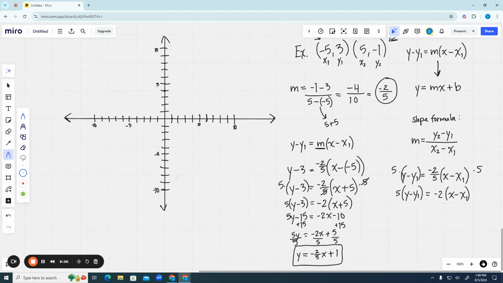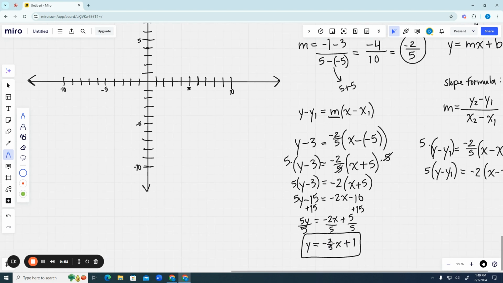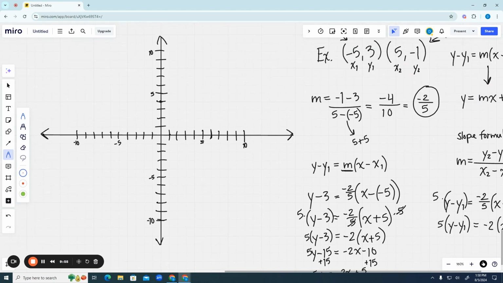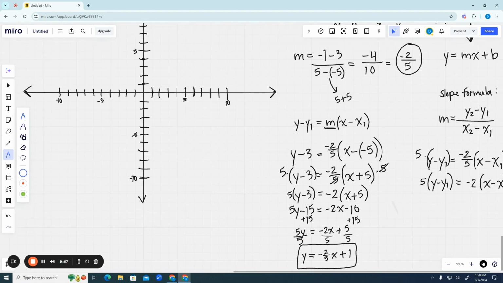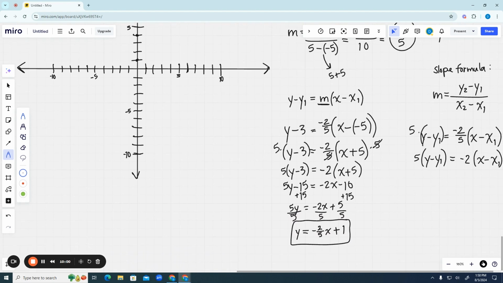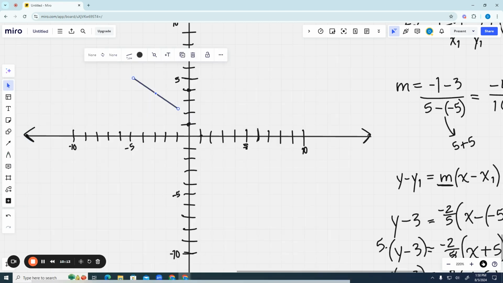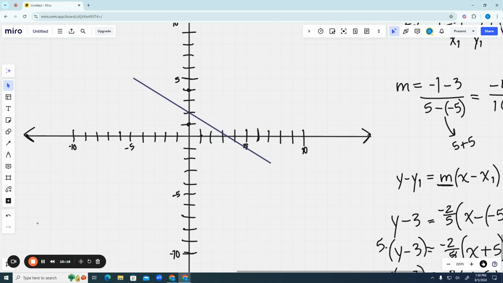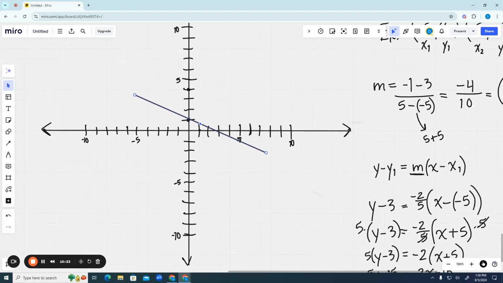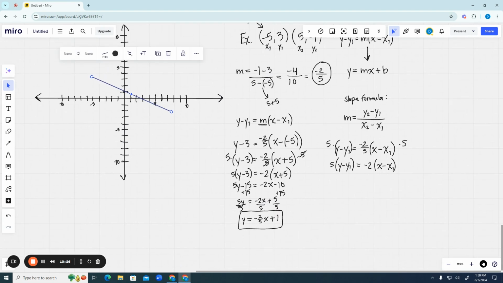And we can see what the graph looks like. So if the y-intercept is 1, we'll start here, and the slope is negative. So we'll go down 2 and over 5. So 1, 2, 1, 2, 3, 4, 5. That's here. Here we go. So that is the graph of that line there.